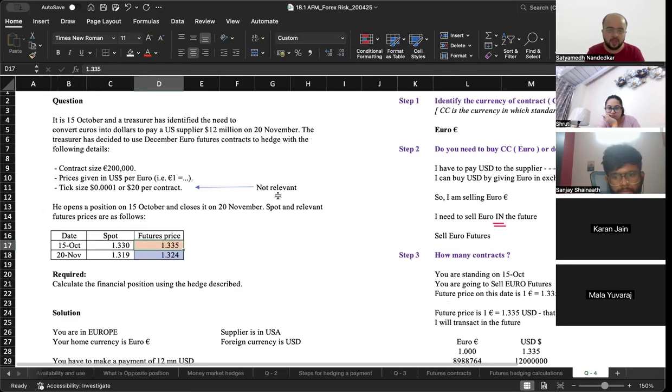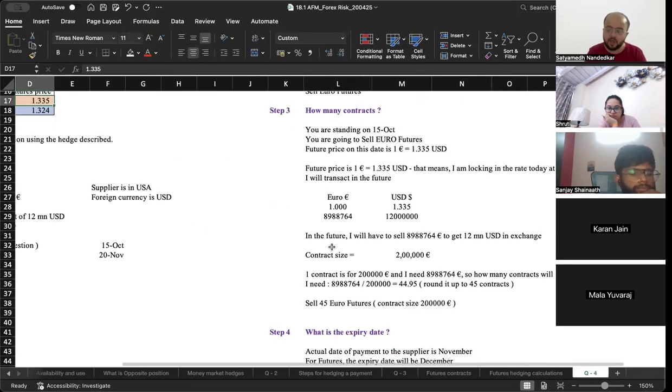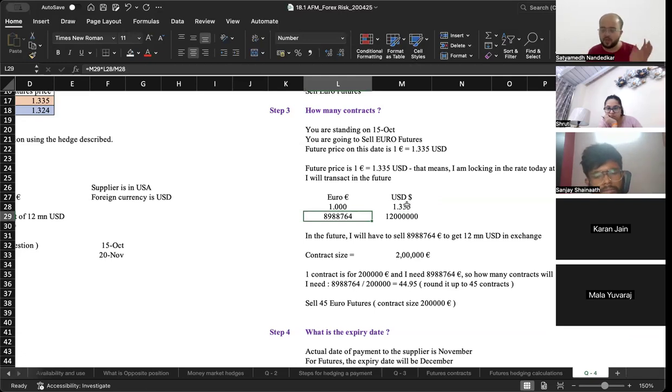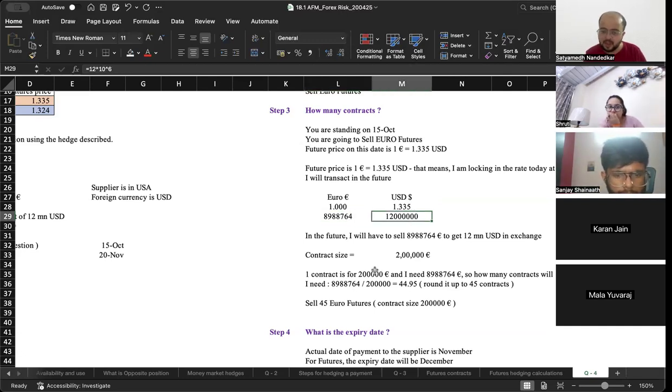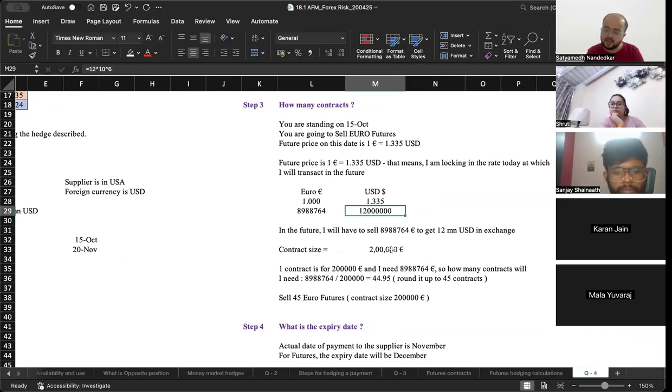So in the future, when I have to pay $12 million, what is the rate I am locking in? I am locking in 1 euro equal to 1.335. So in the future, when I have to pay $12 million, I'll have to go and sell 8988764 euro to the bank, get $12 million in exchange and pay to Shruti, who is my supplier. This is the number of euros that I am going to need in the future for making a payment of these many dollars. What is my contract size? My contract size is 2 lakh euros per single contract. In the future, I have to sell 8988764 euro to get $12 million.